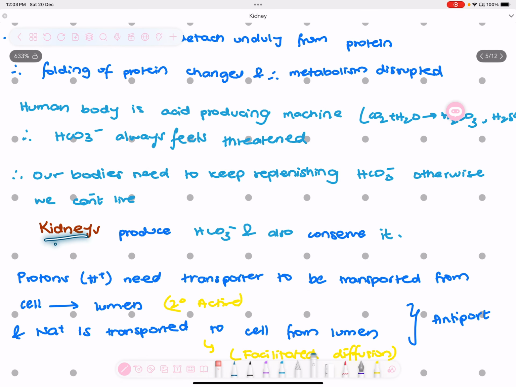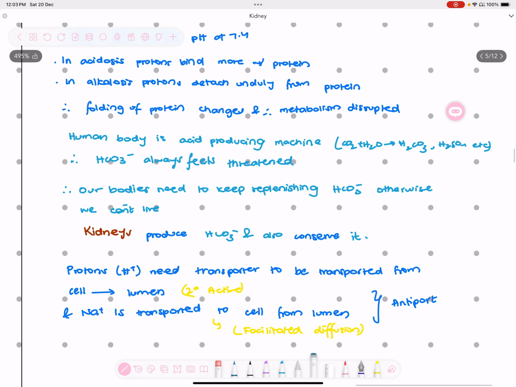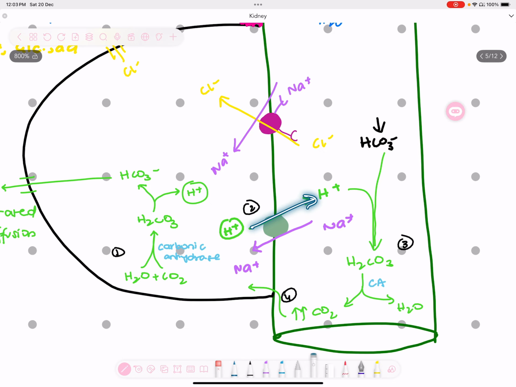So what do the kidneys say? They not only produce bicarbonate, but they also conserve bicarbonate. So this was the whole back story. I'll tell you how they do that. So first and foremost, if you go back to this diagram, you'll see that bicarbonate is coming from here, right? And proton is being secreted from here. Ideally, I should be starting from here, but let me start from here for now.